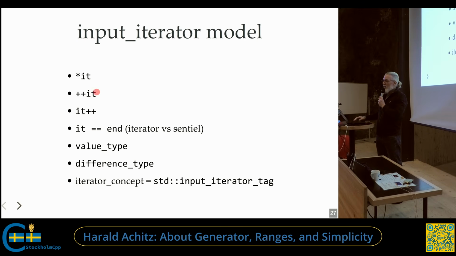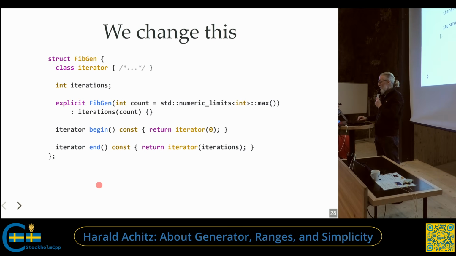We had already the reading. Going to the next element, we need then the postfix ++. We need an equal comparison with the sentinel to see if we reached the end. And we need the value type, difference type, and iterator tag to fulfill the concept of iterator.